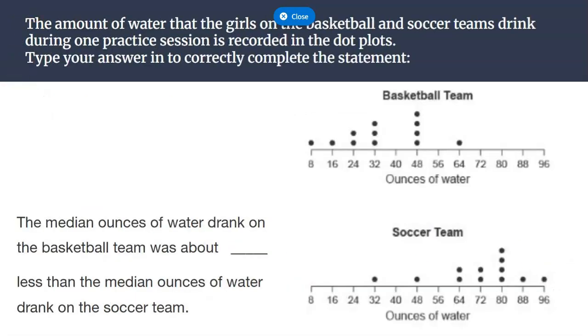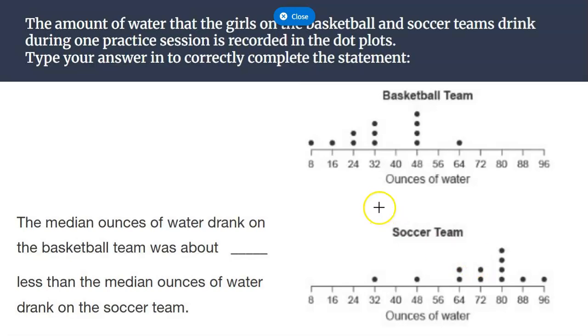For this one, the amount of water the girls on the basketball and soccer teams drink during one practice session is recorded on the dot plots. We'll put our answer to complete the sentence. The median ounces of water drank on the basketball team was about blank less than the median ounces of water drank on the soccer team. Okay, median. First, we're going to count each of these up. 1, 2, 3, 4, 5, 6, 7, 8, 9, 10, 11, 12. There are 12 data values.